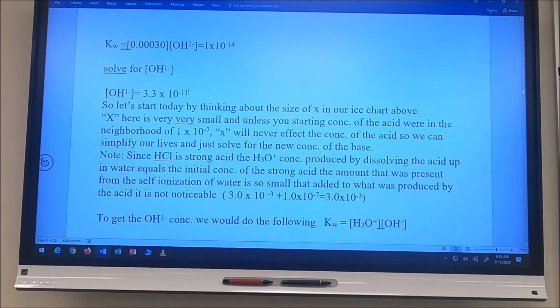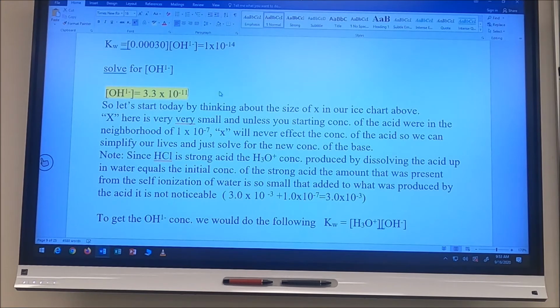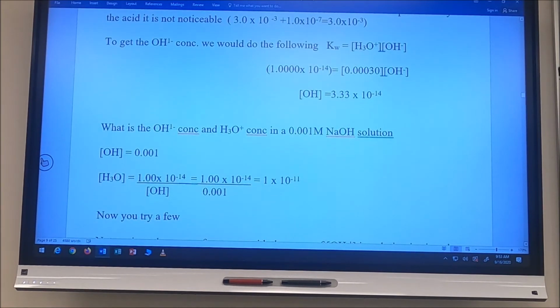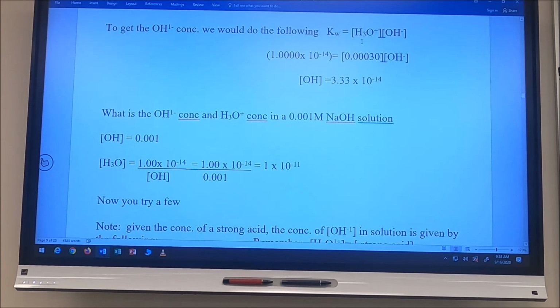Okay, now look at how small that is. That means X is even tinier. So the size of X on that ICE chart is so tiny that we're really never going to look for X itself. We're going to look just for the hydroxide ion concentration. So if we simplify this down and just say that Kw always has to equal hydronium ion times hydroxide ion concentration, you can see I get hydroxide is 3 times 10 to the minus 11.